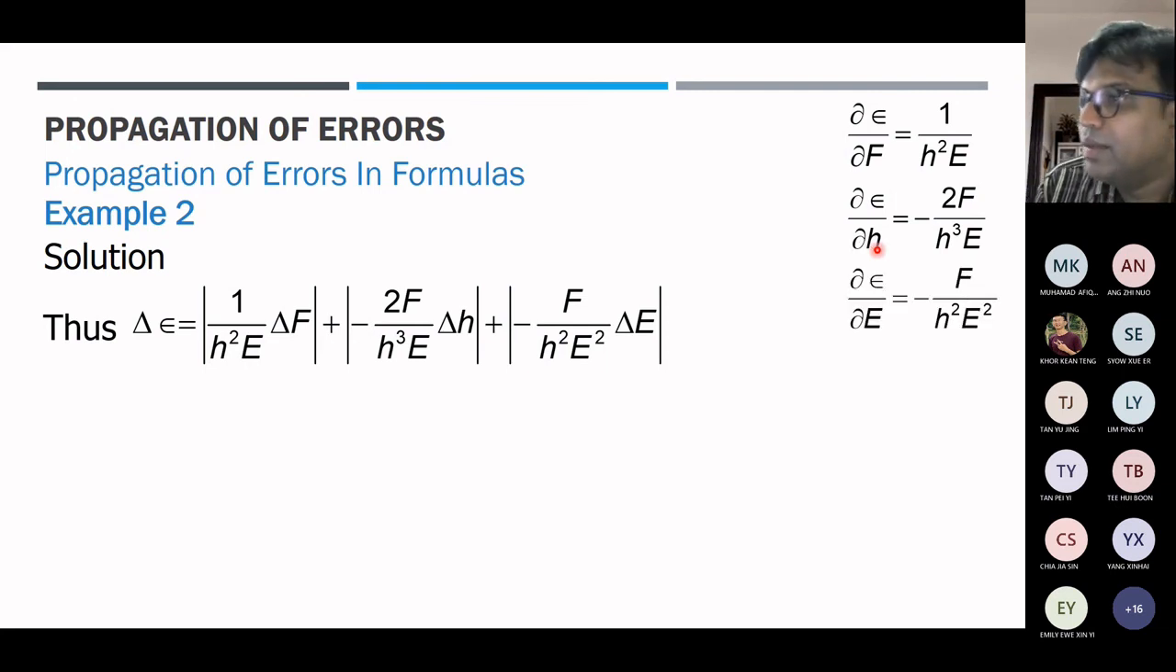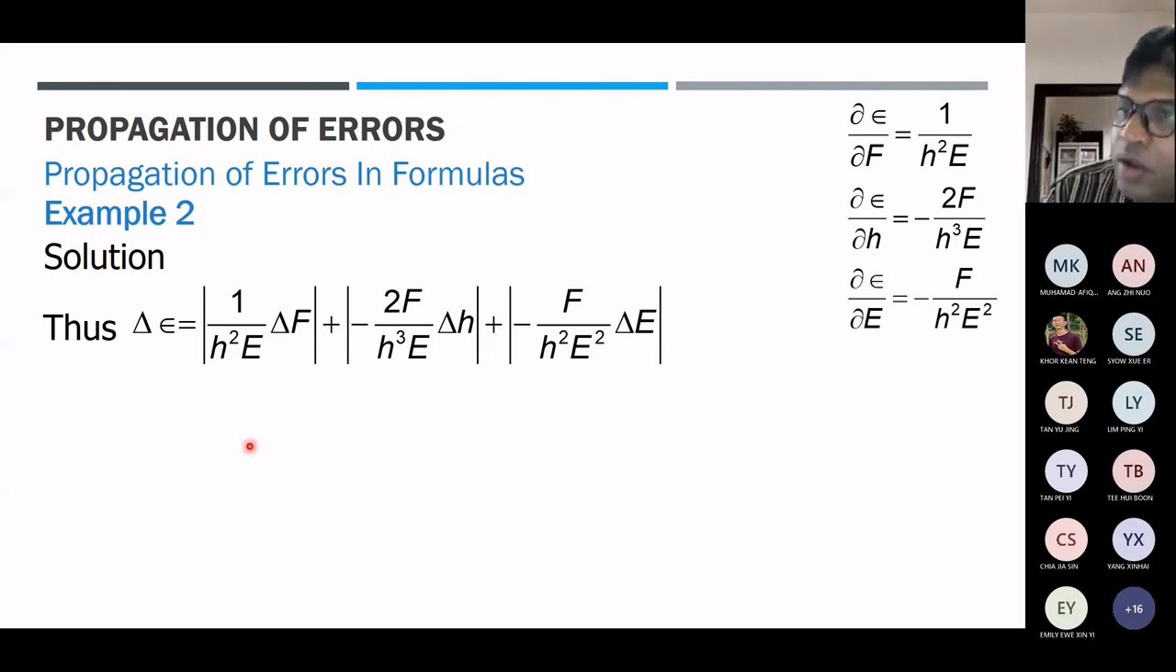And then likewise, you need to find the partial derivative with respect to E. When you differentiate, same thing, you bring the E up and then differentiate and bring it back again, and that will be minus F over H squared E squared. So this is the individual partial derivative for each element in the function.